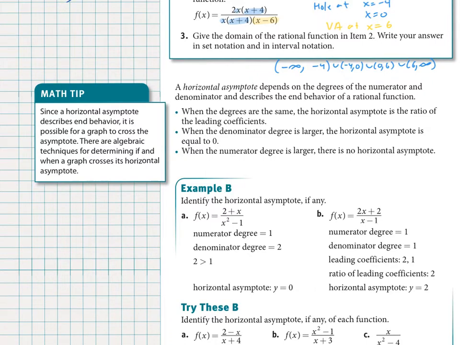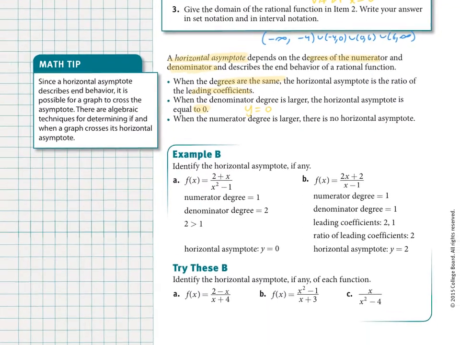There are 3 key rules that we'll put on our word wall later for how we determine the horizontal asymptote. It depends on the degrees of the numerator and the denominator, so the top and the bottom. When the degrees are the same, we're going to take the ratio of the leading coefficients. We'll look at that in a moment. When the denominator degree is larger, the horizontal asymptote is simply y equals 0. And when the numerator degree is larger, there is no horizontal asymptote. So let's take a look at their examples here.